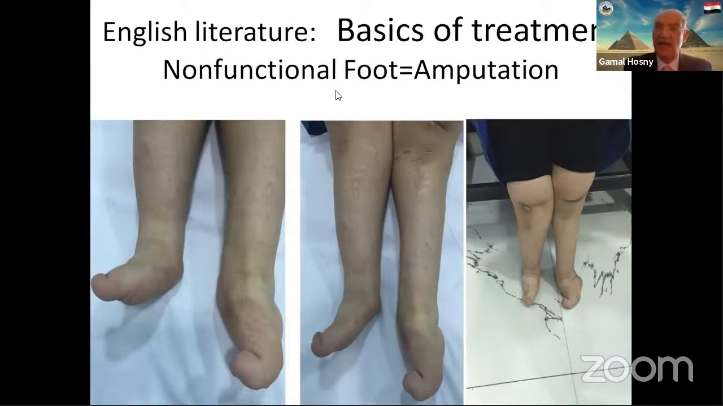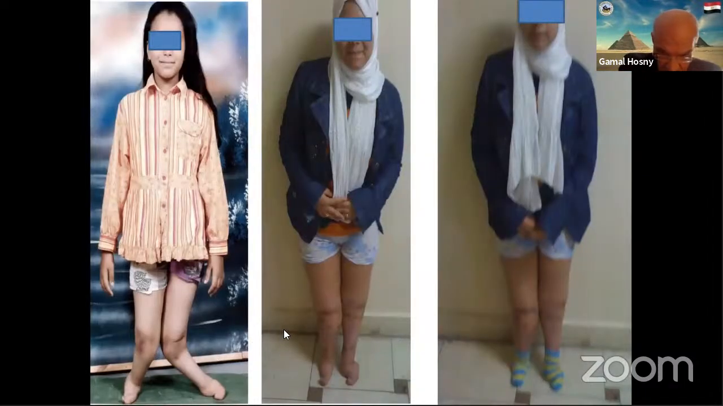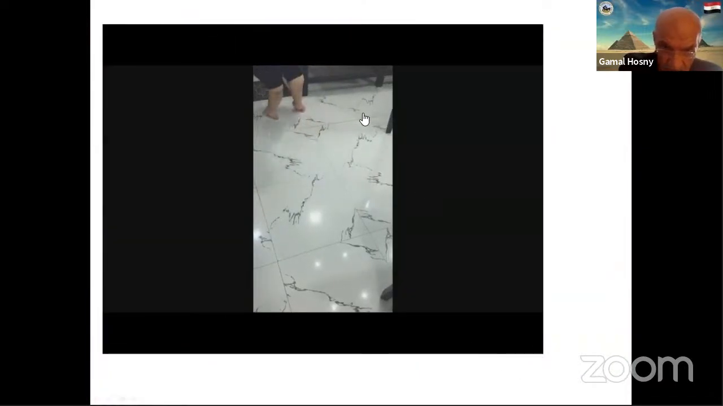Most of the basics are hypothetical. Like with this patient, they said that if you have a non-functional foot with fewer than 3 rays, you have to do an amputation. Look at this patient, one toe and severe deformity. Like this patient, you see severe deformity. And we treated this patient as you see here. And then look at the way she walks with a one-ray foot. She has almost normal function.